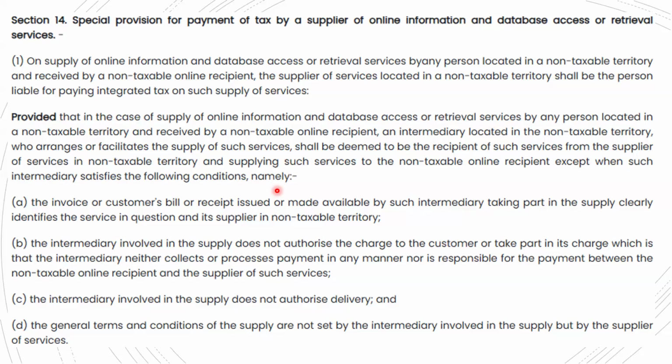The second limb is not clearly spelled out, but we have to again look at the transaction and see the POS for the service supplied by the intermediary to the NTOR in India. Okay. Is that correct? No, I'm not convinced. Okay, but we'll park this.